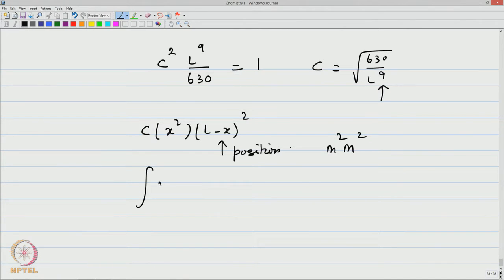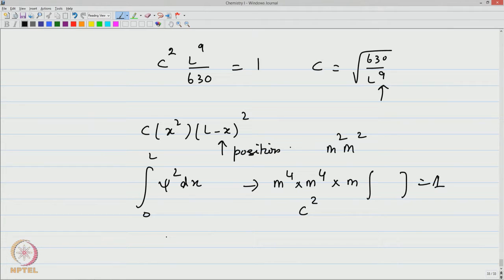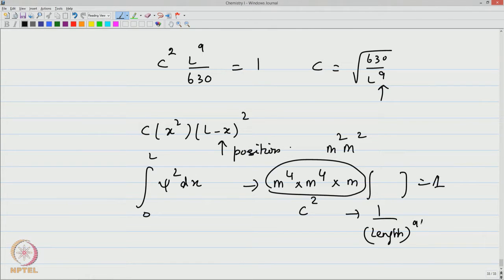And when you take the integral of psi squared dx, you are integrating over the position. So, you are integrating over quantities which are meter 4 times meter 4 times a meter times some number, that is equal to 1. Therefore, the normalization constant c square must have the inverse of this dimension in order for the integral to be a number with no physical dimension associated with it. Therefore, the dimension of c should be 1 by the square root of this. Therefore, it should be 1 by the length to the 9 by 2.